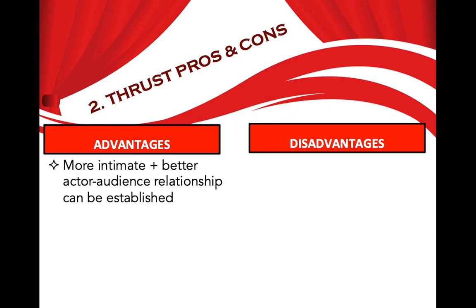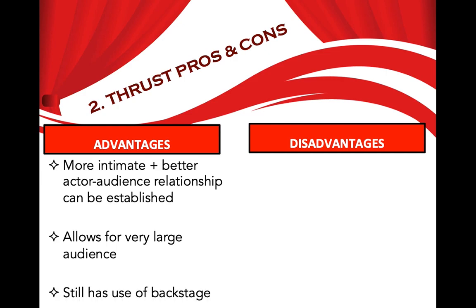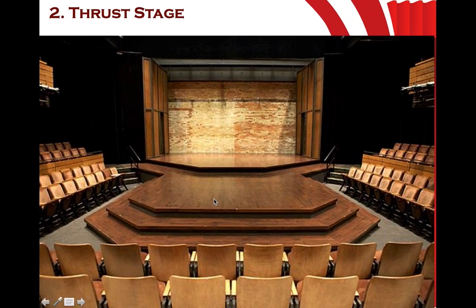The advantages are that it is much more intimate, because of course the audience is closer to the action. It allows for a very large audience, because if you rake the seating, you can have a lot of seats going back. And it still has the use of backstage. Let me head back to the picture. As you can see, you have the stage, but you also have these entrances here, which will give you a backstage. That is a very useful part of the thrust, as opposed to other types of stages where you have no backstage whatsoever.